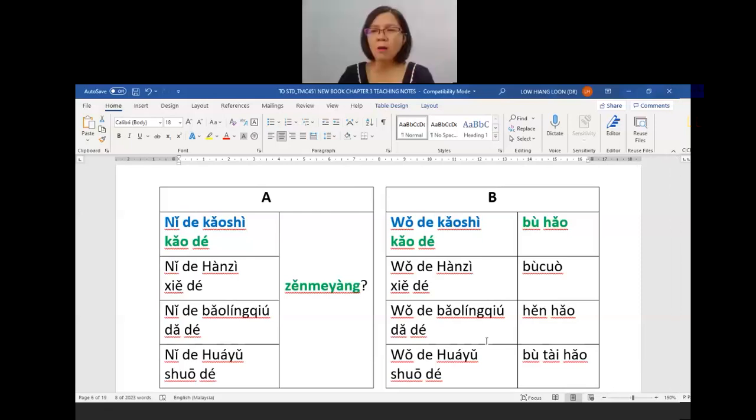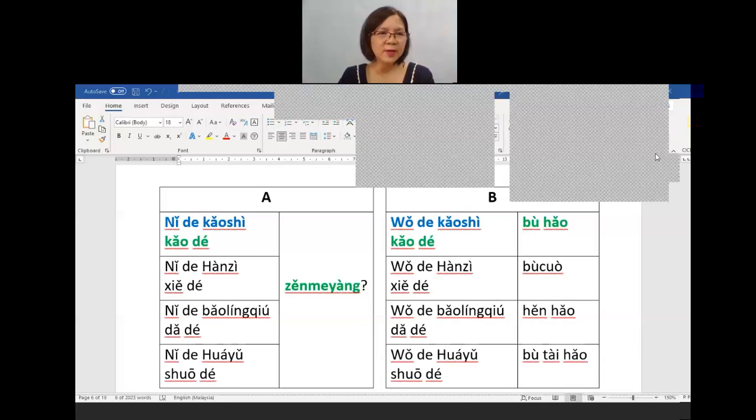我的汉字写得不错。不错。错, there's two meanings. Students, you should know that the word 错 means wrong, right? In your listening, A 对, B 错, A 不对, B 错. 错 means wrong. But when we say 不错, it is not wrong, it means not bad, not bad.